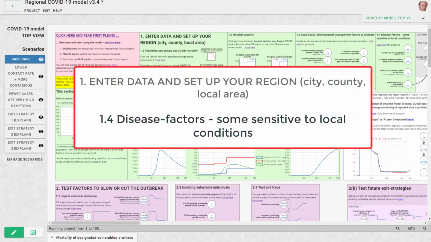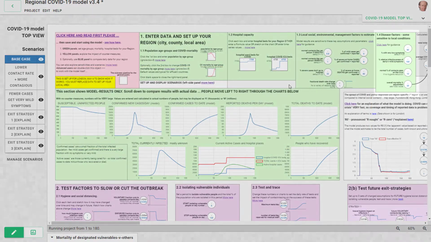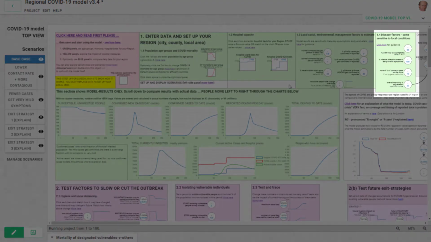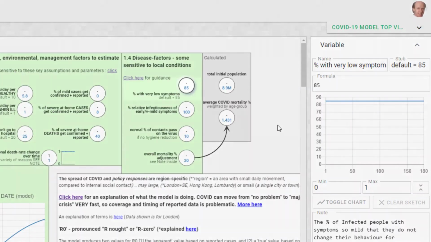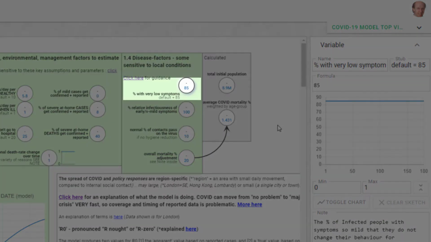Like any model of the disease, how this particular model plays out depends on a number of assumptions and parameters that are quite difficult to know in practice, although we've done our best to source good estimates for these. And some of these factors may also be sensitive to local conditions. The first of these concerns the percentage of infected people who have symptoms so minor that even they don't know they've actually got the disease at all.